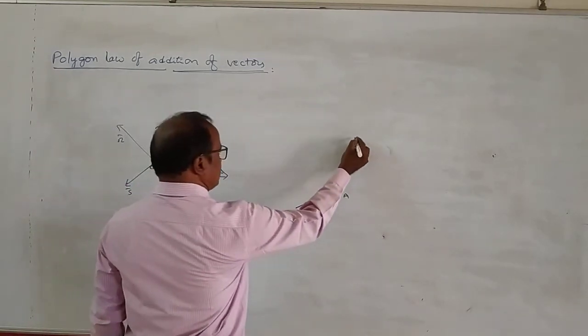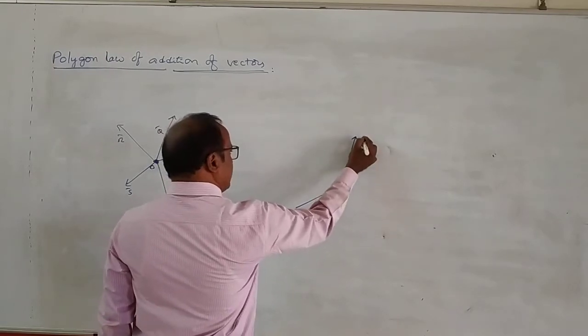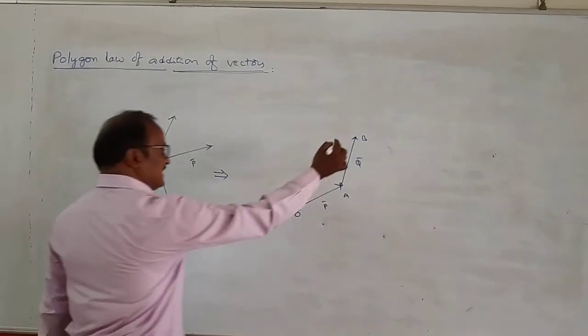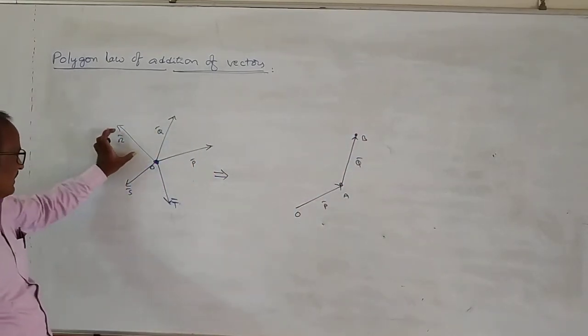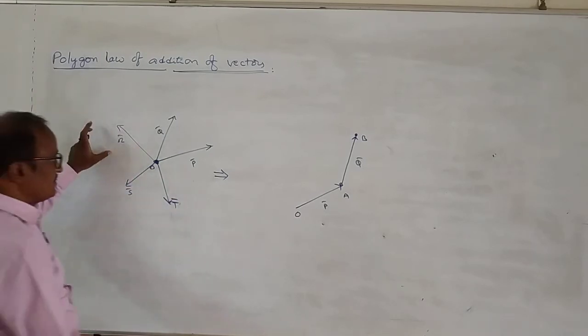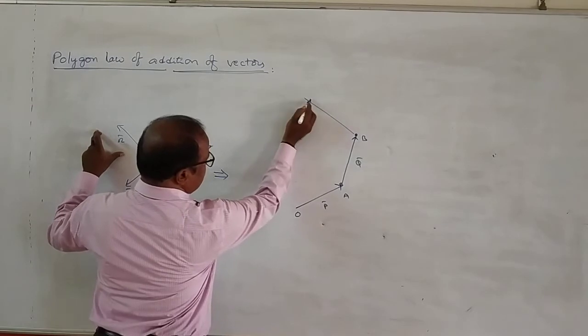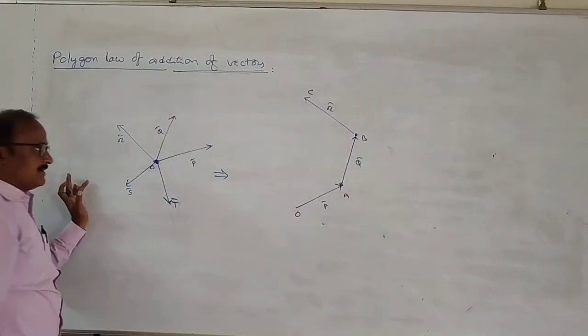So this is Q bar, and AB bar is equal to Q bar. Again, from the head of the second vector, the tail of the third vector is joined. The third vector is R bar, like this. This is the direction. So here this is R bar. BC bar is equal to R bar.